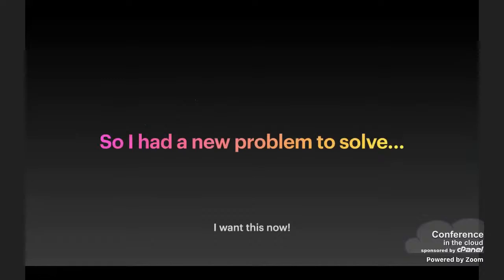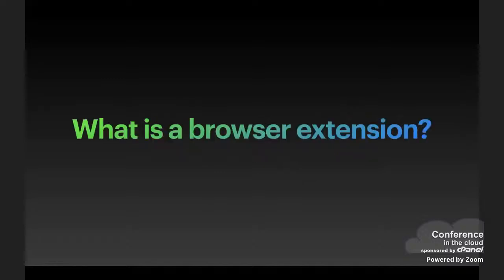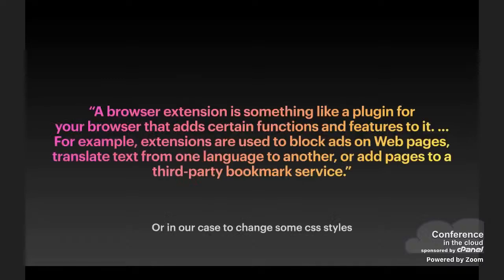So I had a new problem that I wanted to solve. I wanted this to work now, and I wanted it to work right now. And that's where attempt 2 comes in, and that's the browser extension. So what is a browser extension? A browser extension is something like a plugin for your browser that adds certain functions and features to it. For example, extensions are used to block ads on web pages, translate text from one language to another, or add pages to a third-party bookmark service. Or in our case, it's simply to change some CSS styles.